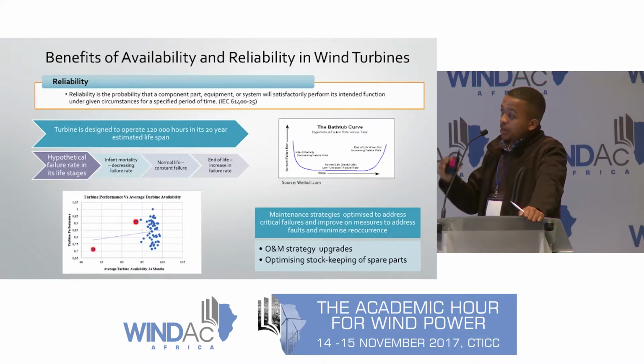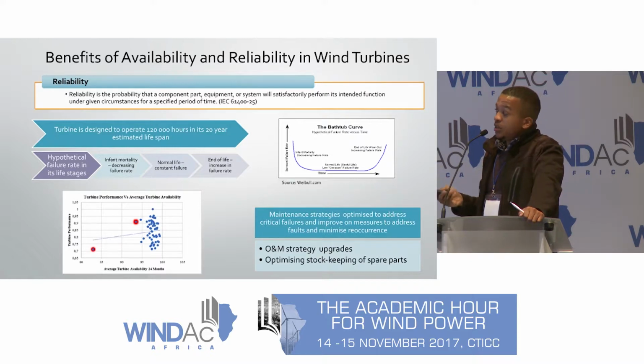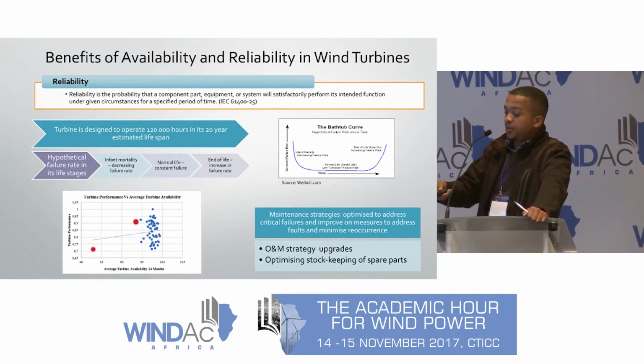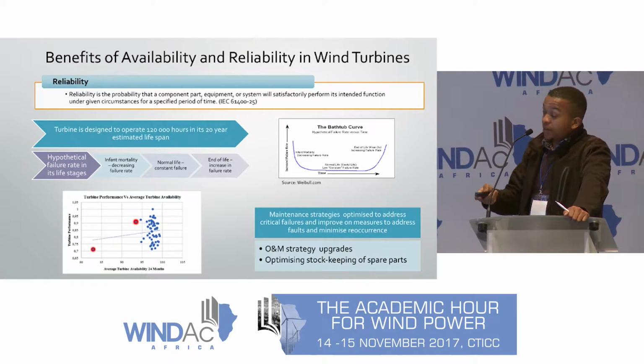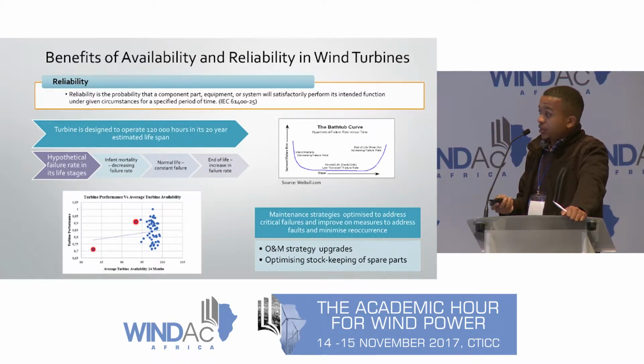But a deeper analysis of this turbine availability indicates that there are a few wind turbines which are lagging, or which are outliers from the mean wind turbine population data. So one of the issues I'd like to highlight is the benefits that come from studying detailed subsystem component failure in wind turbines.